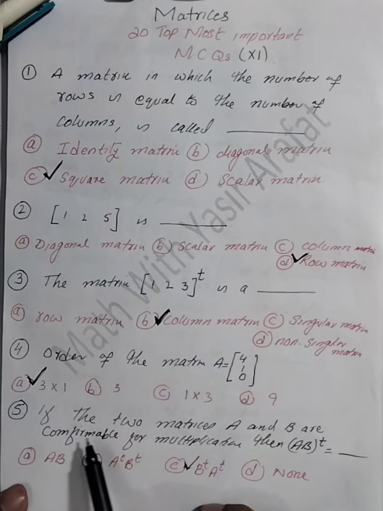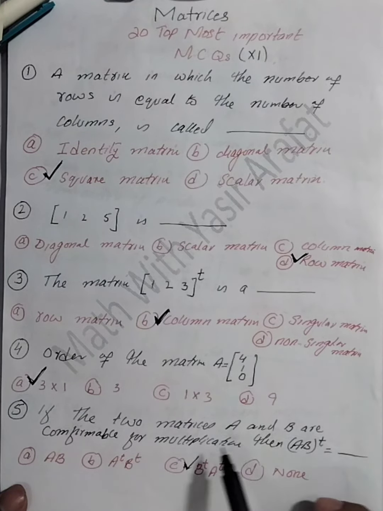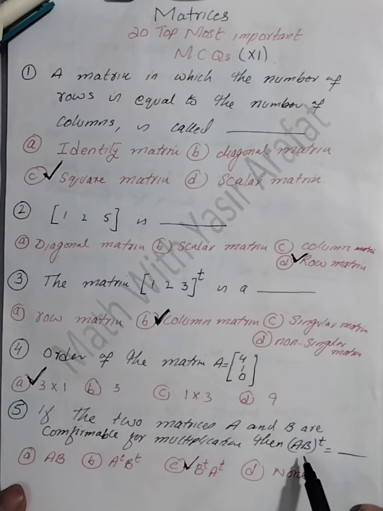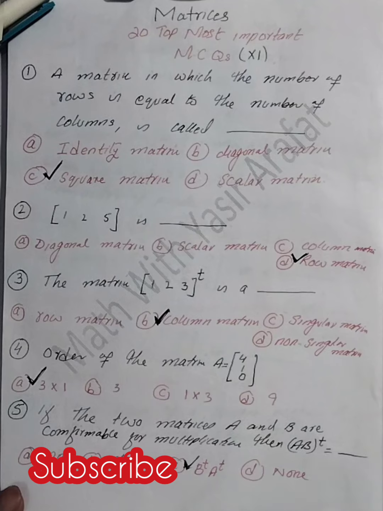Now if two matrices A and B are conformable for multiplication, then AB to the whole transpose will be equal to B transpose into A transpose. We focus on the order here. B transpose in the first position and A transpose in the second position. So AB to the whole transpose will be equal to B transpose and A transpose.